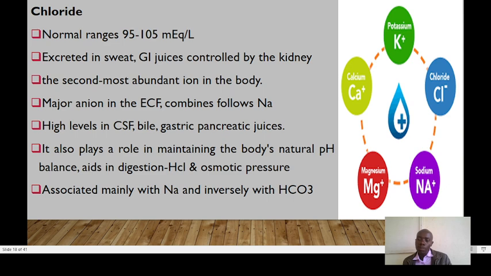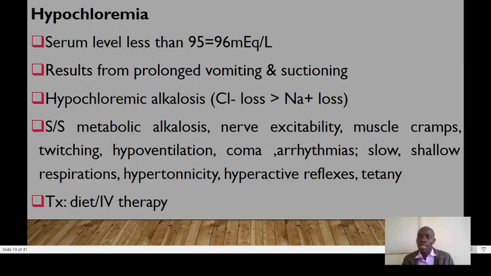Chloride ions do play a role in maintaining the body's natural pH, aiding in digestion, especially when combined with hydrogen. So you have hydrogen chloride in the gastric mucosa. And then you have maintaining the osmotic pressure of the body. Chloride is associated mainly with sodium, and is inversely related to hydrogen carbonate.